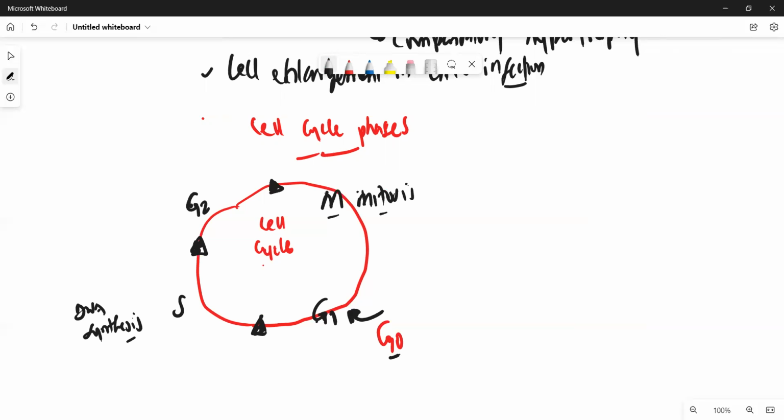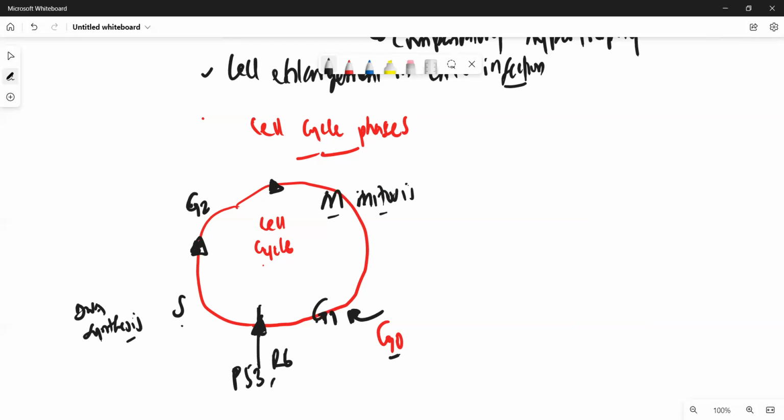And this G1 to S phase transition is tightly regulated. So we have some important genes that are regulating this phase. Examples include P53 and also the RB gene. The RB gene and P53 help us regulate this area because you don't want any mutation to move from the G1 to the S phase.